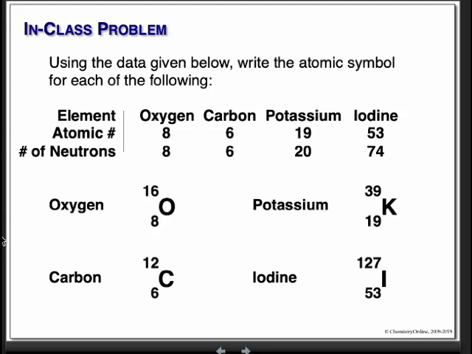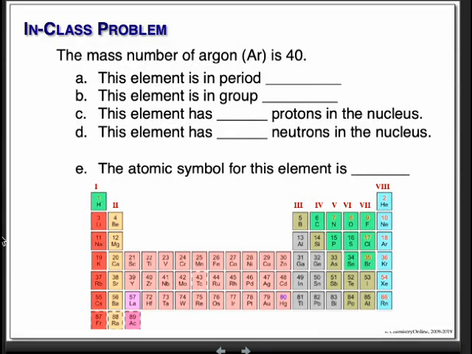Any questions? Well, quite often on a Chem 100 exam, I will ask you to write the atomic symbol for something. So you make sure you know how to do it. I can also do it in a more elaborate question, something like this. The mass number of argon is 40. Element is in what period, what group, how many protons, how many neutrons, and the symbol.